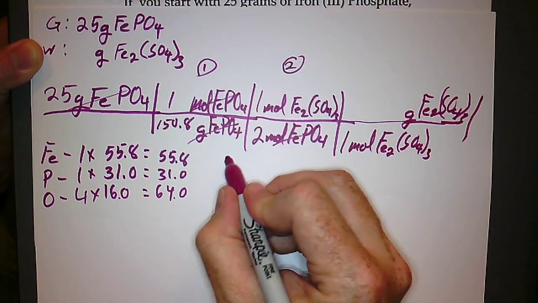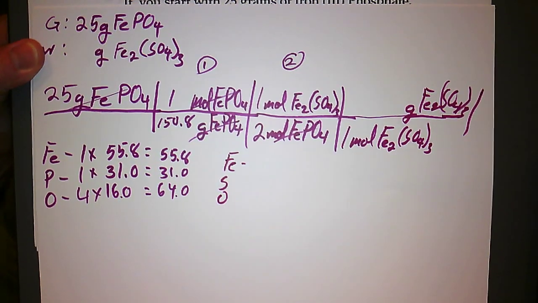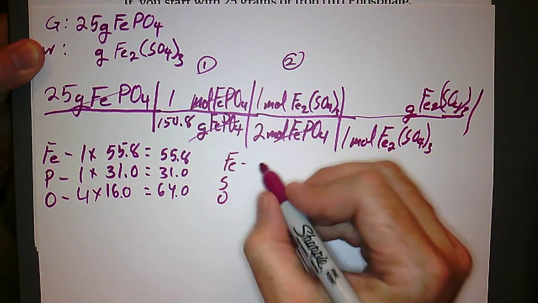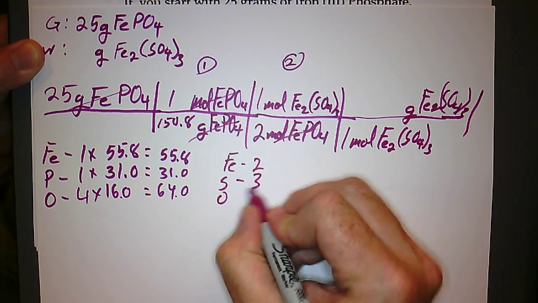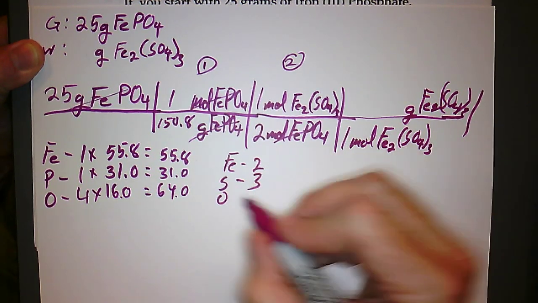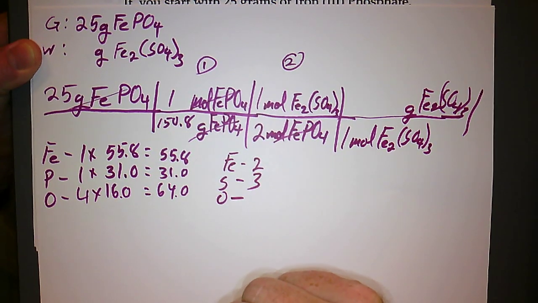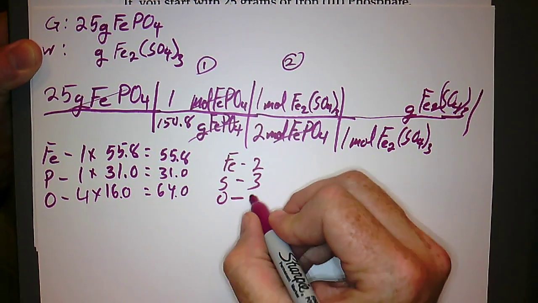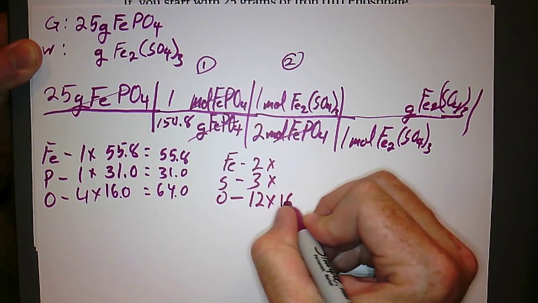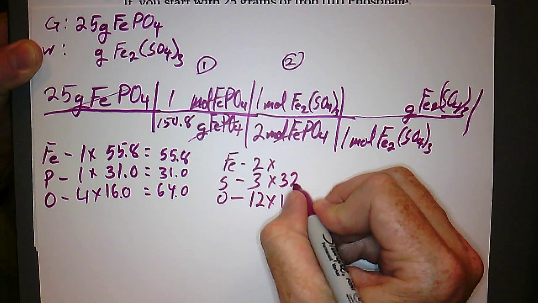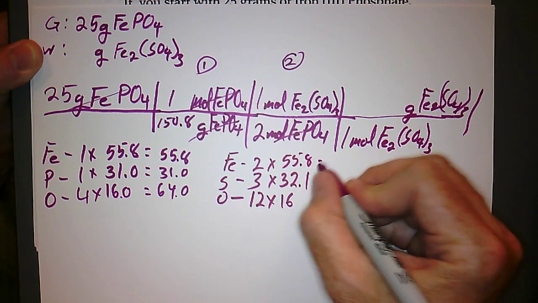Okay, so we have to add that up again. Fe, S, and O. How many Fe's? 2. How many S's? 3. Sorry, my handwriting's kind of hard to see up there. My tip's wearing out on my marker. All right, how many O's? 12. Good job. All right, times 16, 32.1, and 55.8.